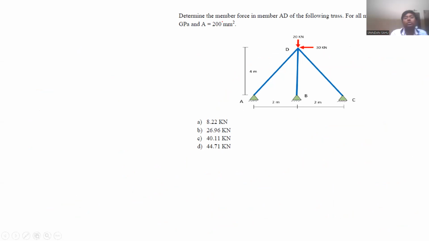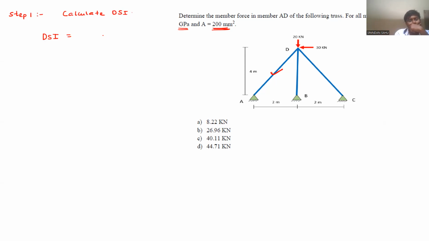Now check this question. Here they are asking to determine the member force in AD of the following truss for all members. Modulus of elasticity is given as 100 GPa and area is 200 mm square. Now, step 1. Calculate. What to calculate? Degree of static indeterminacy.